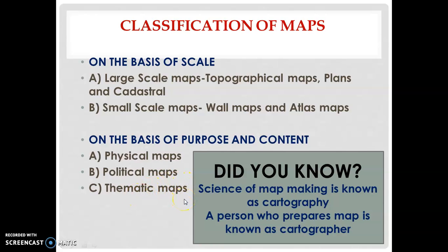Thematic maps are those maps which show only one particular theme. For example, if we show soils of India on one map, only soils like red soil, laterite soil, black soil, alluvial soil, if the map is all about soils of one country, then that map is considered a thematic map. So this is about classification.